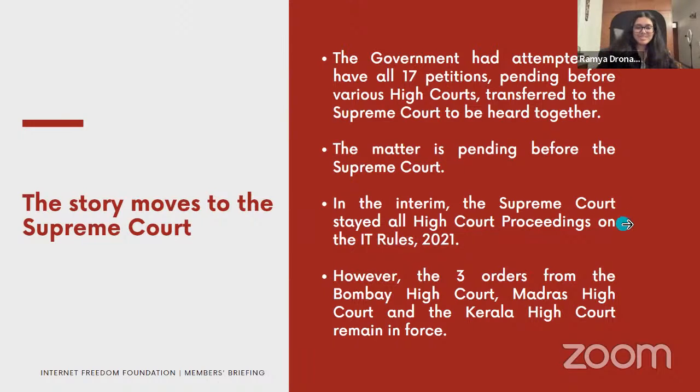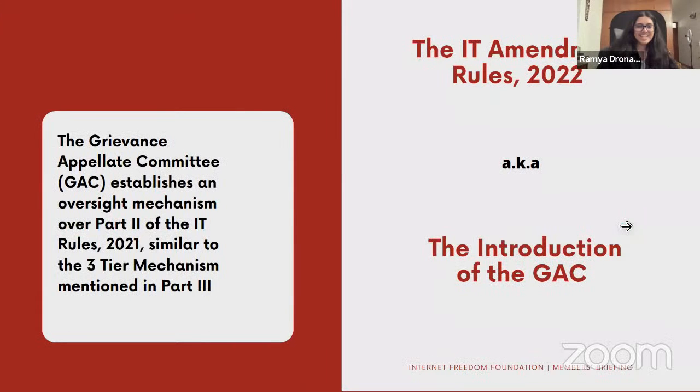Finally, next slide. Yes, so finally, that just concluded where we are at litigation with the IT Rules 2021, which came out in February. However, in October, there has been a new amendment to the IT rules, the IT Amendment Rules 2022. This introduced something called a grievance appellate committee.